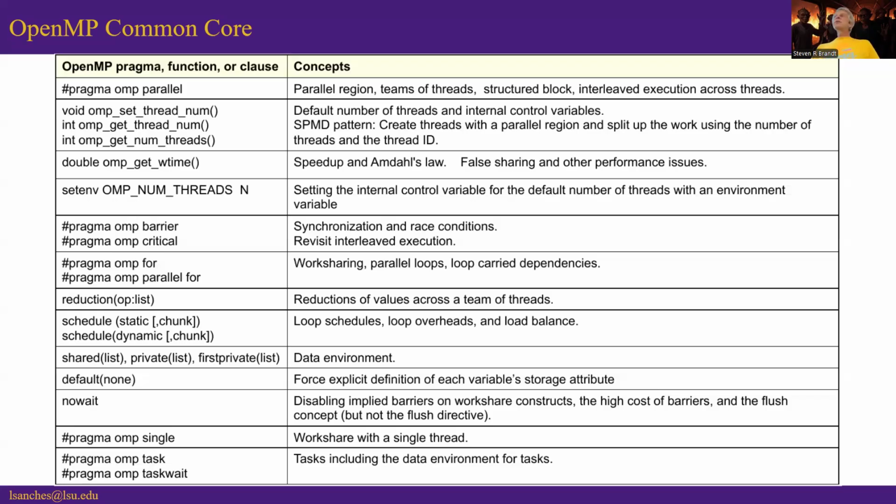A critical section means I'm implicitly wrapping a lock around this. So each thread will execute the code in the critical section, but it will do it one at a time. It'll serialize on that. And then there's single, and single means that there's a block of code that only one thread will execute, and it will do it by itself.